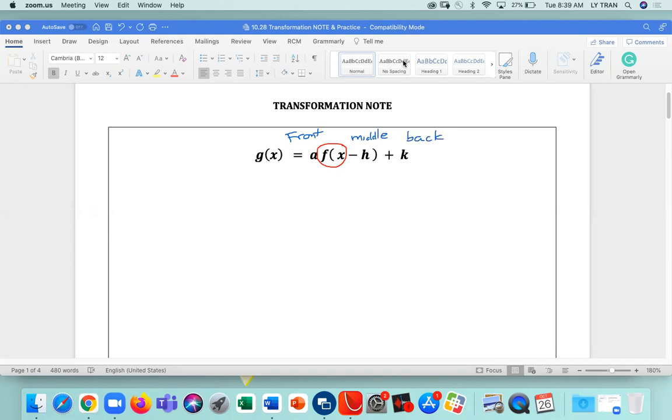How do all these three letters affect transformation? We will start with K. When you add to K, you're going to go up. And when you subtract from K, you go down. Very simple. So that's K. Keep that in mind, you got this.